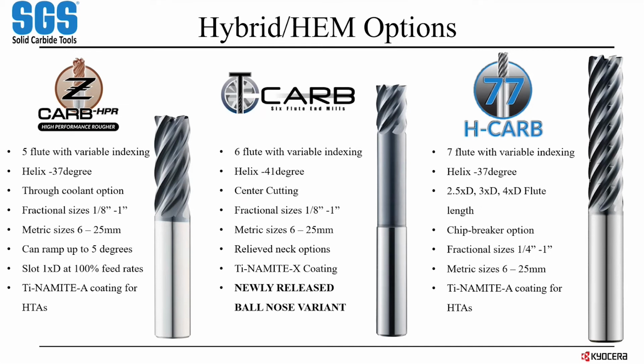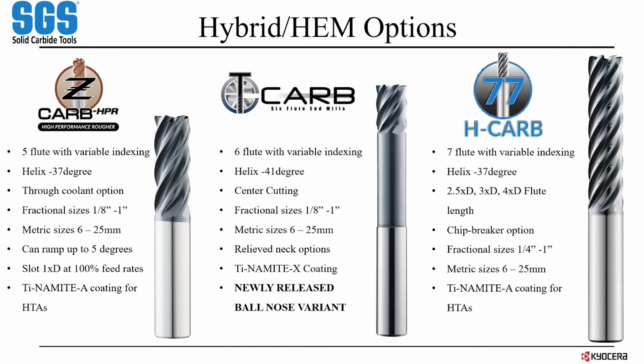Next up is the T-Carb. It's a 6-flute tool with variable index. It has a higher helix at 41 degrees, but it does have a little bit lower positive rake. So it has a nice robust edge. That helix helps with shearing, which is great for high temp alloys. It is center cutting. We have a lot of options for diameters. We also have neck options. So if you need to get down in, get some reach on something, this is a good tool to look at for that. It comes in our Dynamite X coating, which is also very well suited for high temp alloys.